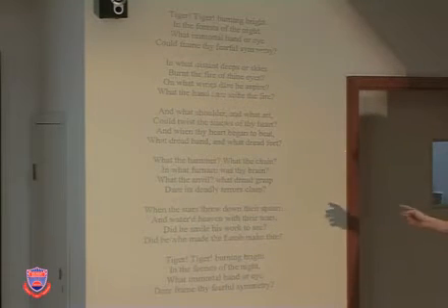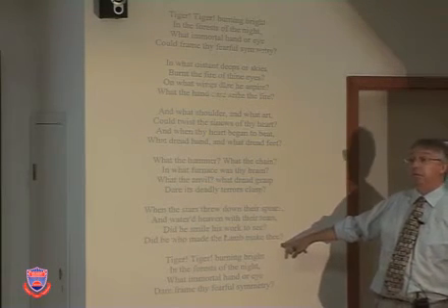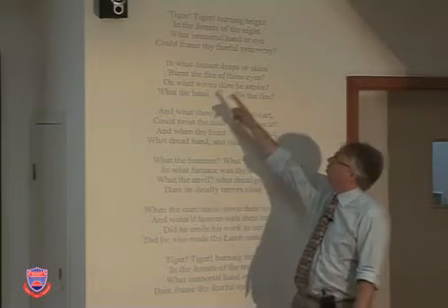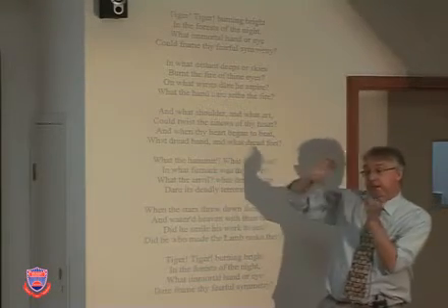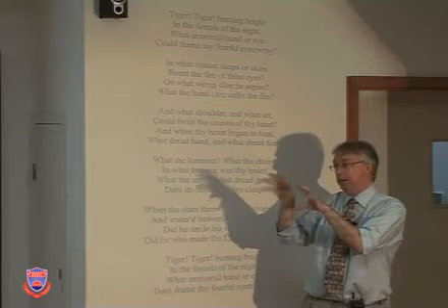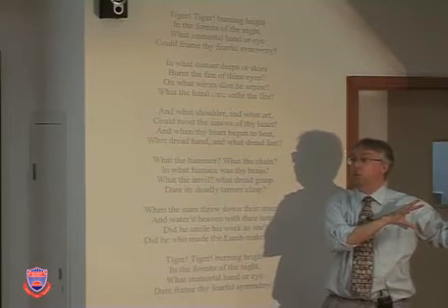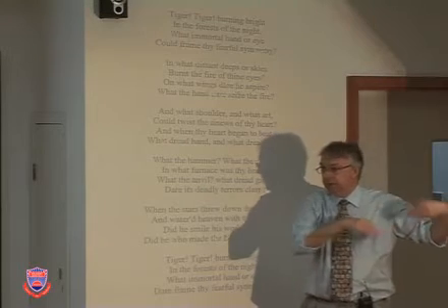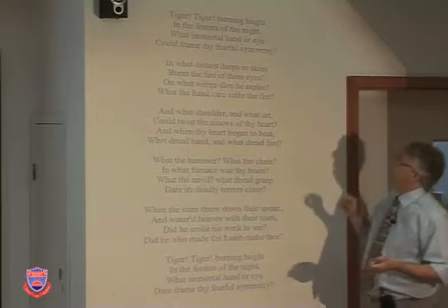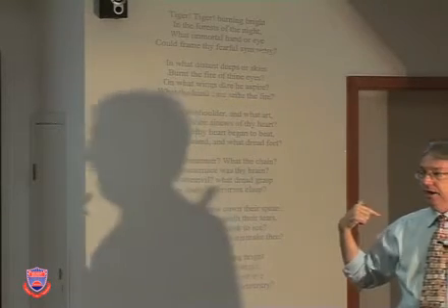Did he who made the lamb make thee? He. What immortal hand? That's someone else. That's another thing which is doing something. So the you bit, the thou bit, the thee is the tiger, and then there's someone else out there that's in the mix as well. So the immortal hand or eye, I think, is the other one, and we'll come to that later.